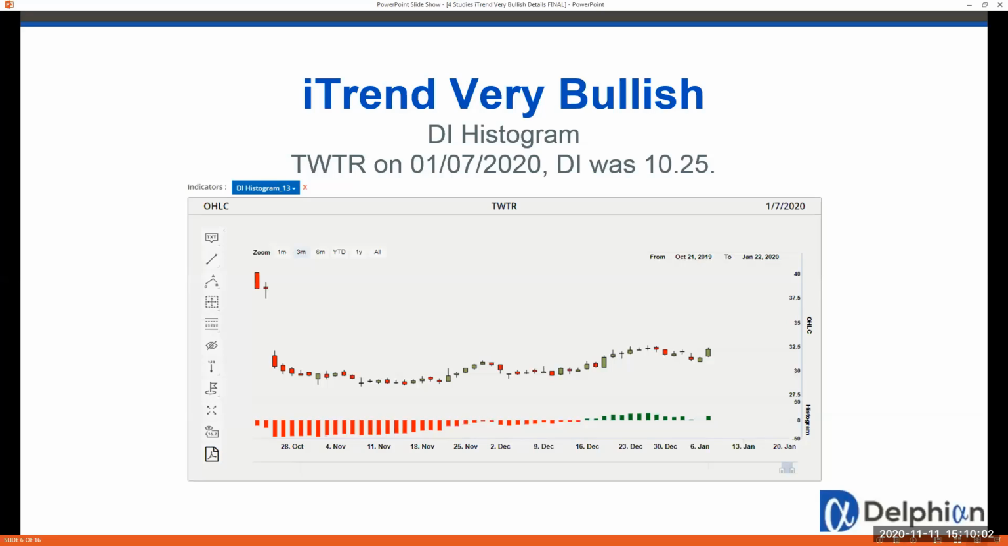So here's an example of what a DI histogram would look like on the Delphian platform on a chart. You can see this is using Twitter, and it's using it on January 7th, 2020 of this year. And you can see the DI was 10.25. So we're looking at this particular bump up right here, and I can't hover over it because this chart's static. It's not within the platform, but this signal right here is at 10.25. And so this is where you're looking at.